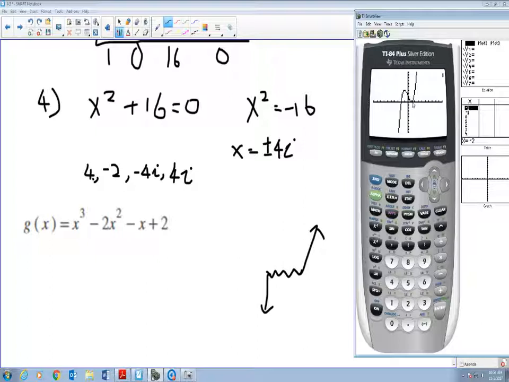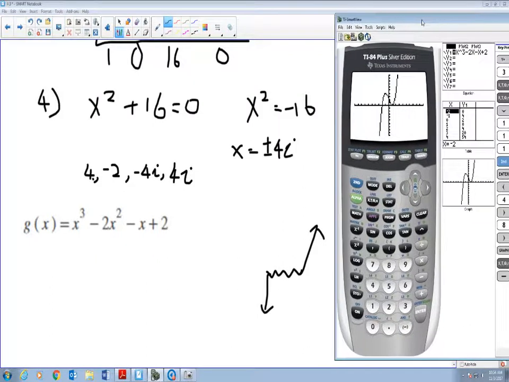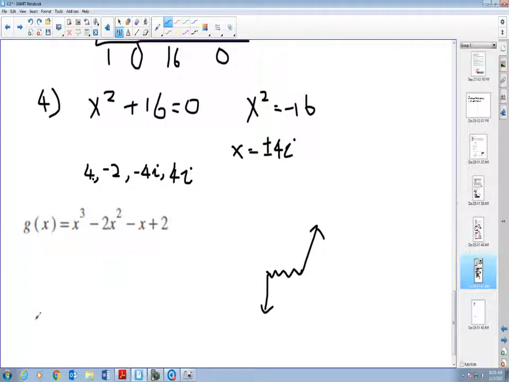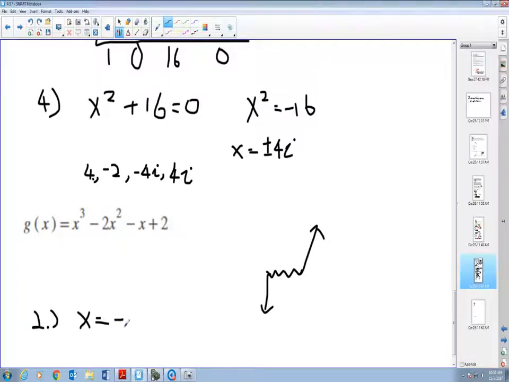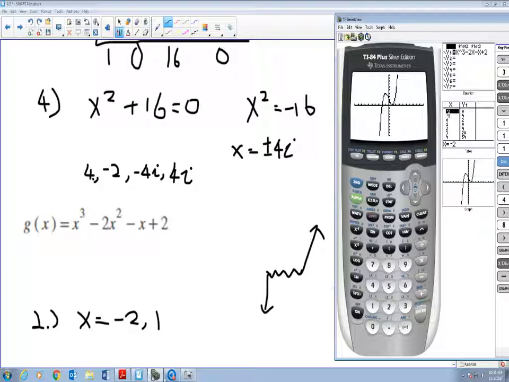Oh, that is not a cross right there. Let's see what that number is. That number is 1. Negative 2, 1. Think about this. So from step number 2, negative 2 and 1. I'm going to take a picture of this, okay? This is interesting.